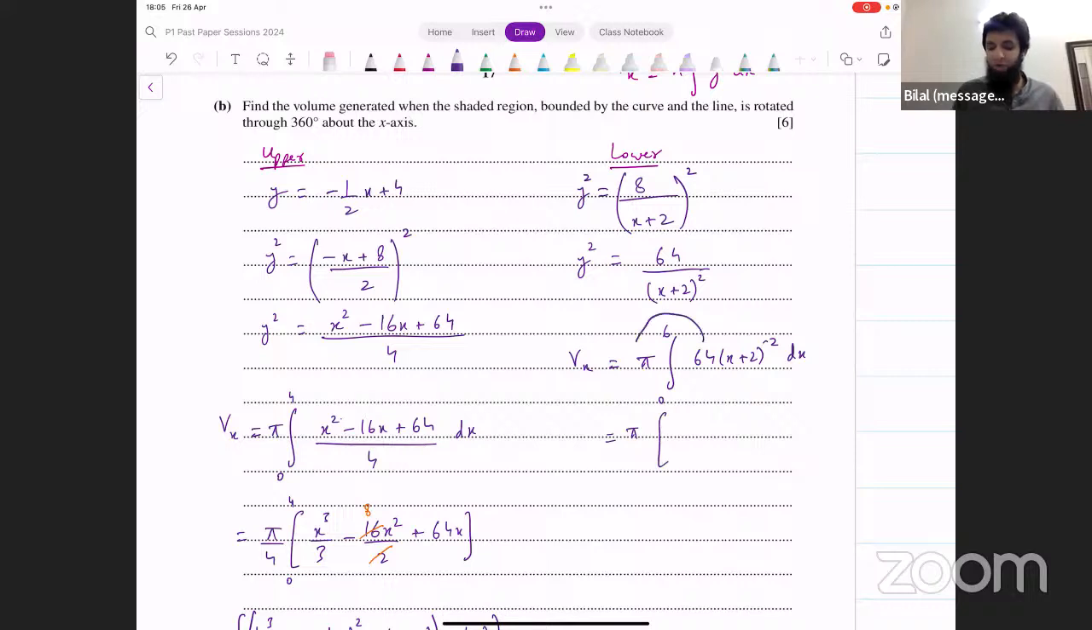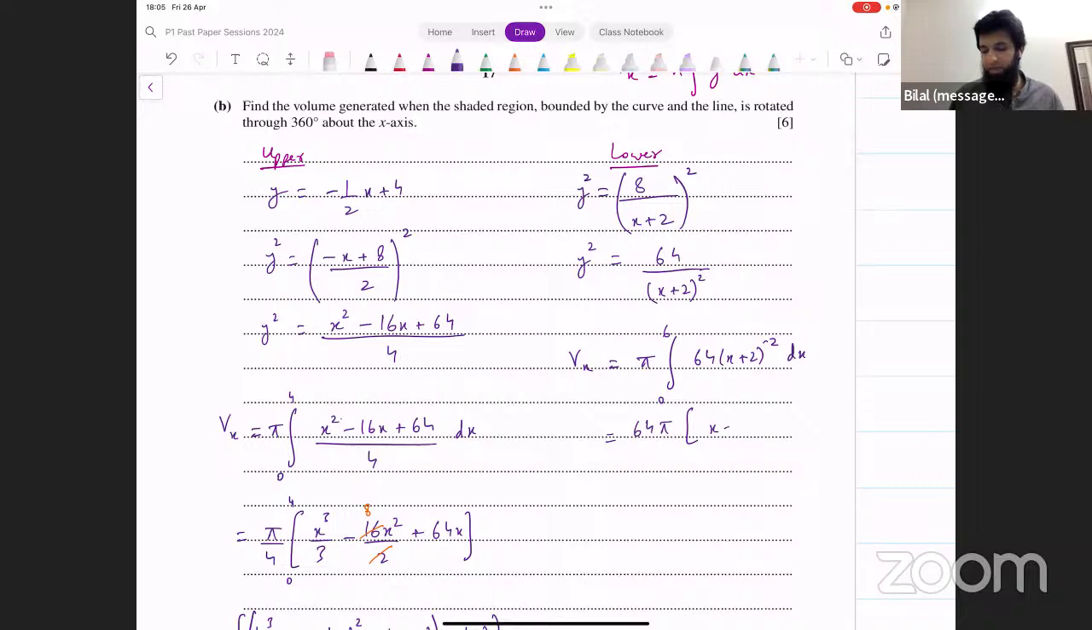We can write 64 outside as well if we want, right? Because that's just a constant multiplying by the whole thing. It's okay to write that outside, 64 pi. And now we need to integrate x plus 2 whole power minus 2. Now the expression inside the power, that is linear. So we can use the power rule here. If it was not linear, we would have to do something else.